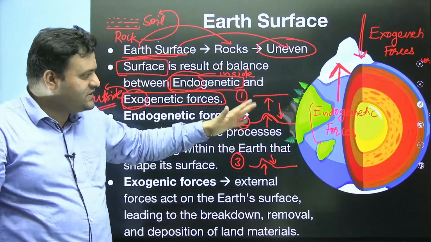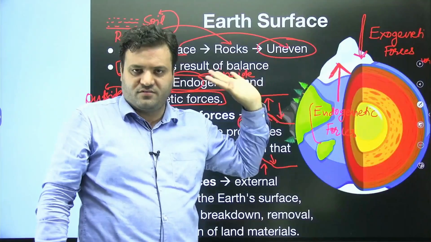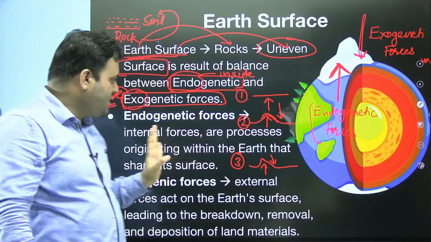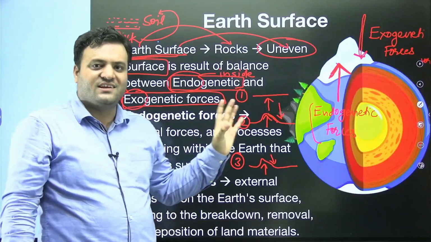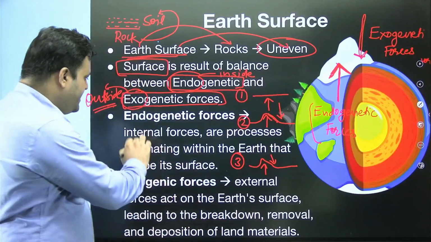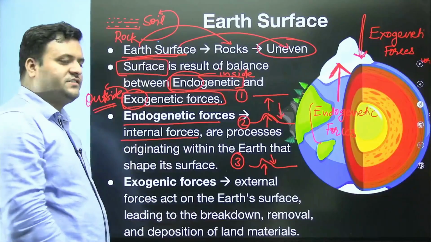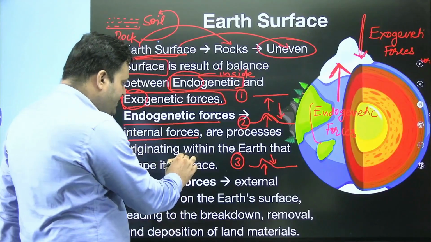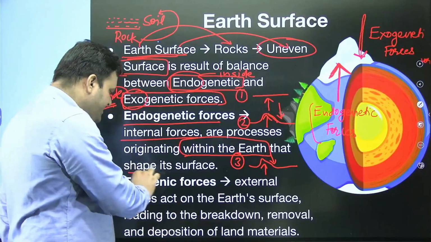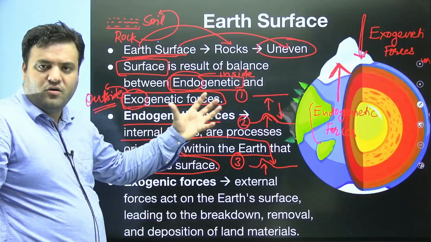So when we have this kind of interaction of these two sets of forces on the topmost surface of Earth, because of this we have unevenness. Whatever surface you see, any surface is the result of interplay between these two sets of forces. Endogenetic forces are the internal forces, or processes which originate within the earth, inside, and shape the surface. They are the creative forces. They are responsible for creation of the crust.